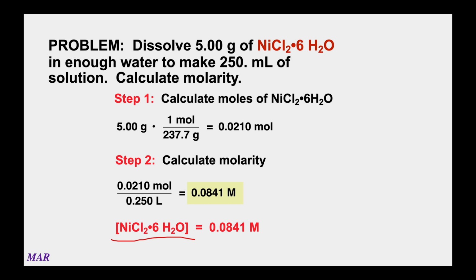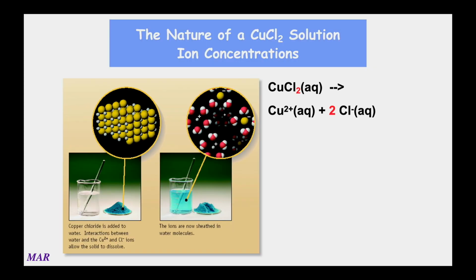It just means the concentration of the nickel 2 chloride hexahydrate is 0.0841 molar, just like the other one does. Easy peasy, no problem. One interesting thing that happens when species dissolve in water is that the stoichiometry will be affected by the formula. Let me show you what I mean by that.